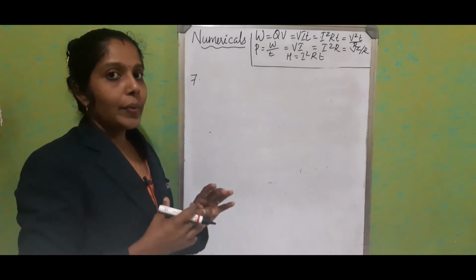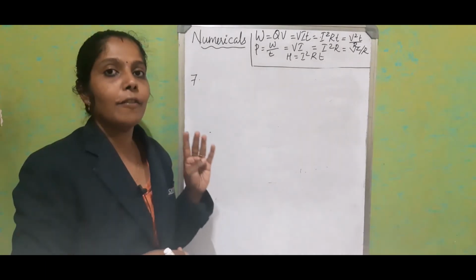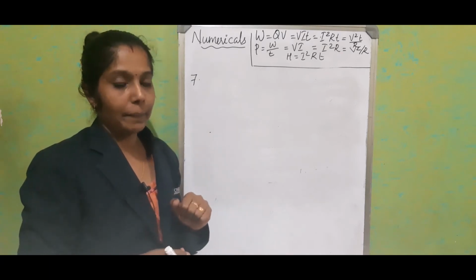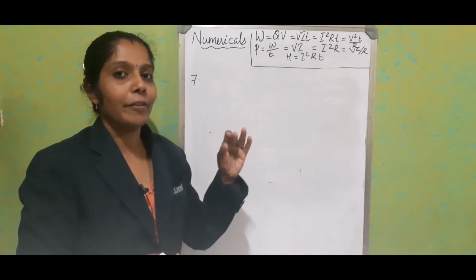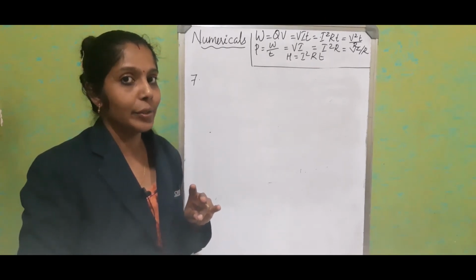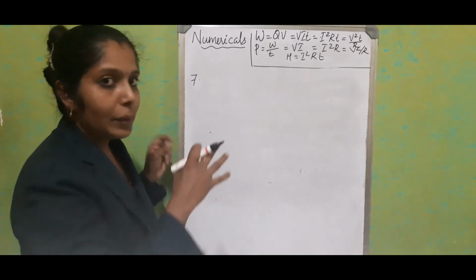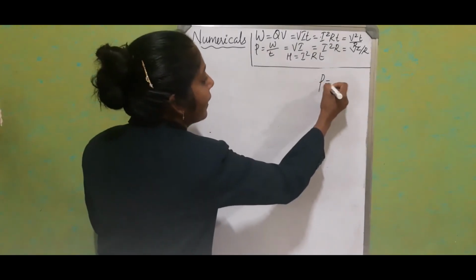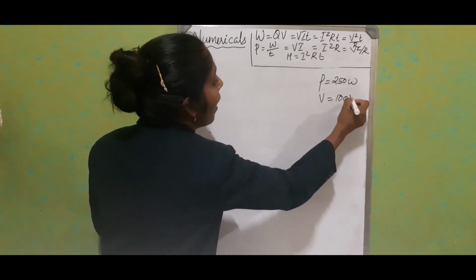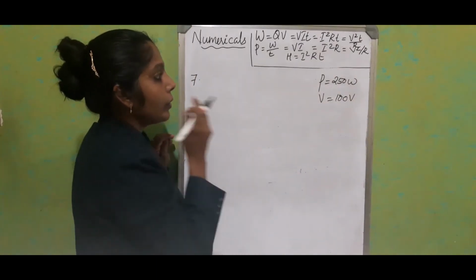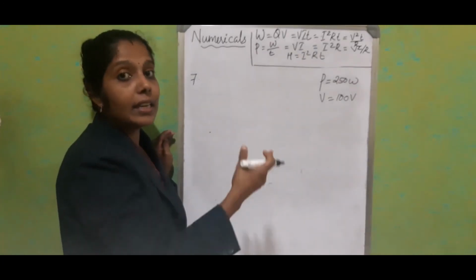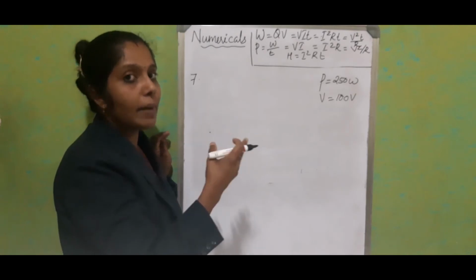In the seventh question, 3 heaters of power 250 watts are connected in parallel to a 100 volt supply. We have to find out the current, the resistance of each heater and the total energy consumed. First we'll do the first part. Power is given as 250 watts and it's connected to a voltage of 100 volt. It is given that 3 heaters are connected. So first we'll find out the current passing through the circuit.